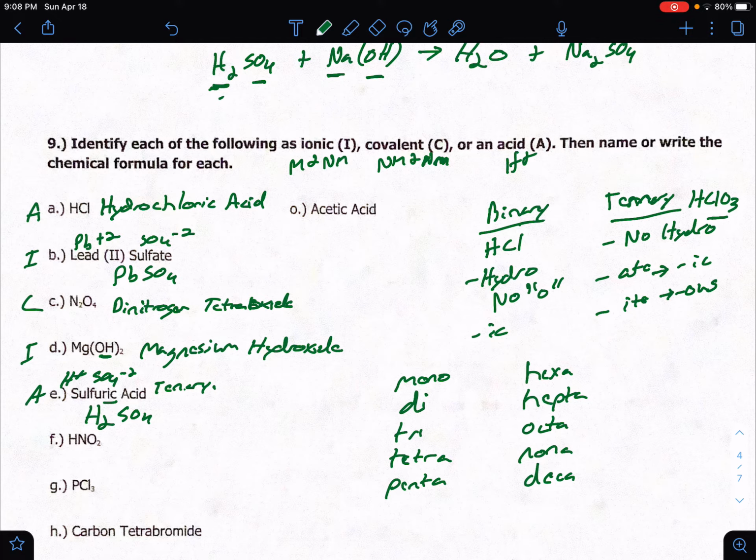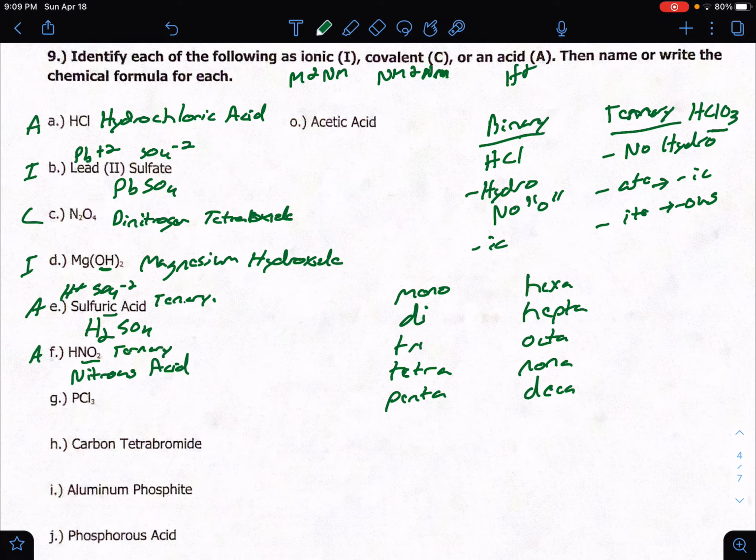HNO2 starts with an H, so I know this is an acid. So I'm going to look here. So one, I see a polyatomic, so this is going to be ternary. Okay, and then NO2, that's nitrite. So remember, if it ends in ite, it ends in ous. So this is nitrous acid. So you notice that I did not use the term hydro. I only use hydro on binaries. That's just 2 elements. That's it.